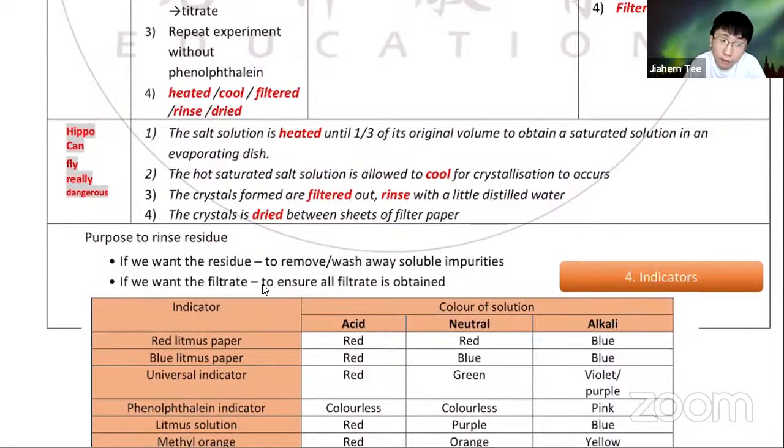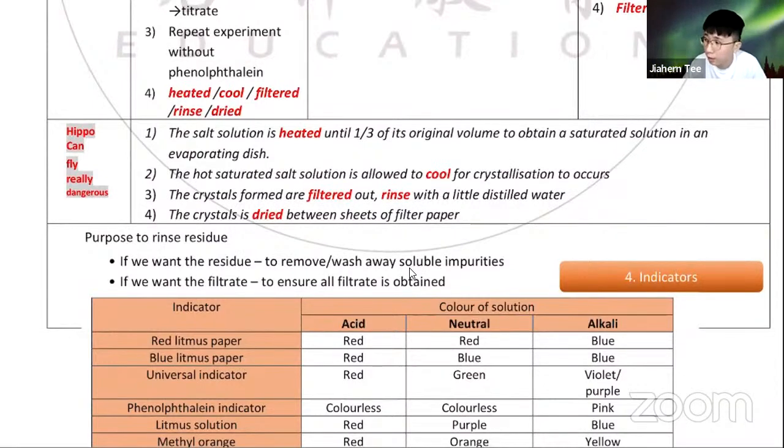But if you want the filtrate, meaning the liquid left over after filtering, then you rinse to ensure all the filtrate is obtained. Because if some of your filtrate is not dissolved, it's still in the residue. So you rinse the residue to make sure all the chemical you want is fully dissolved and you can collect all the filtrate you produce.